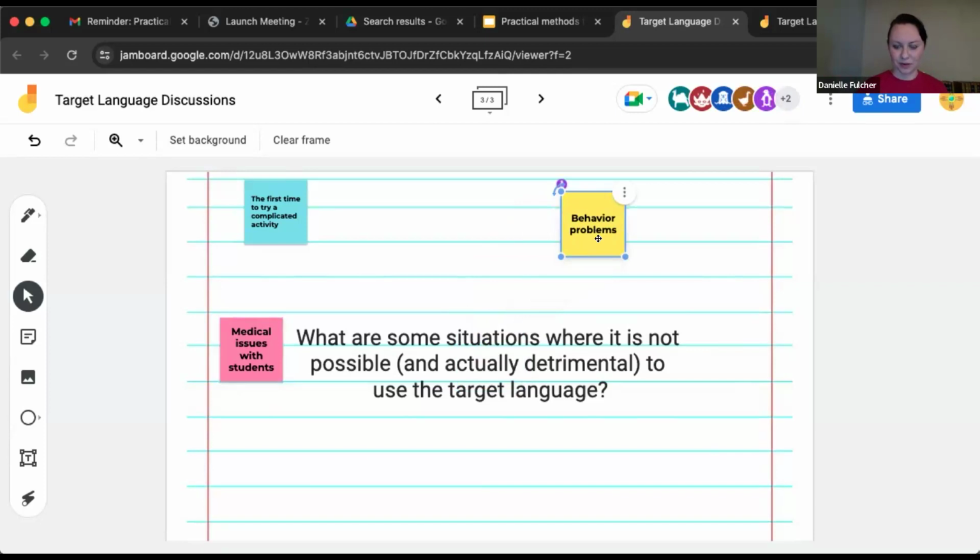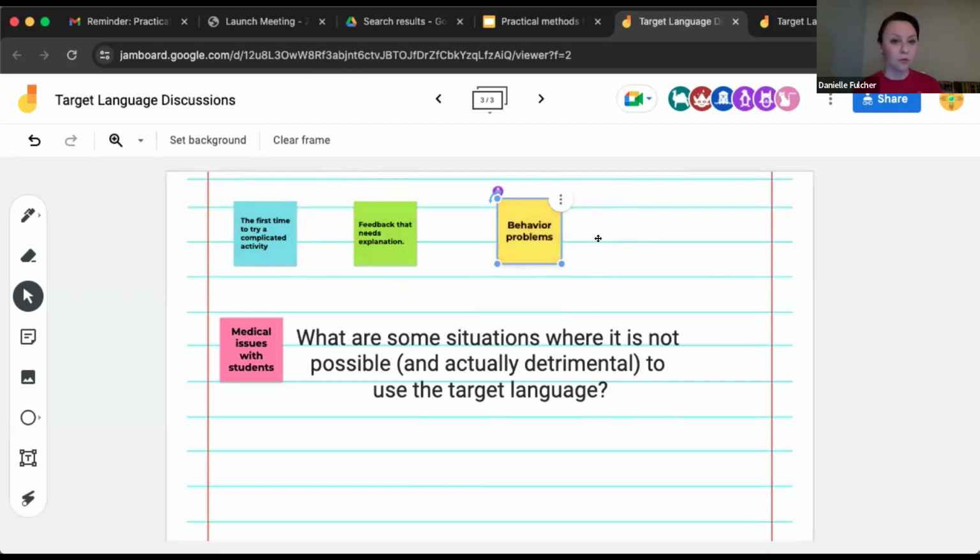They're all great responses. I know you probably weren't expecting to have to do some work on Saturday as well. Feedback that needs explanation, yes. Anytime you want to give feedback to a student, while use of the target language can be done, it's more important that the student understands how they can make corrections or improve their language learning, and that is best to do in L1 for the students.